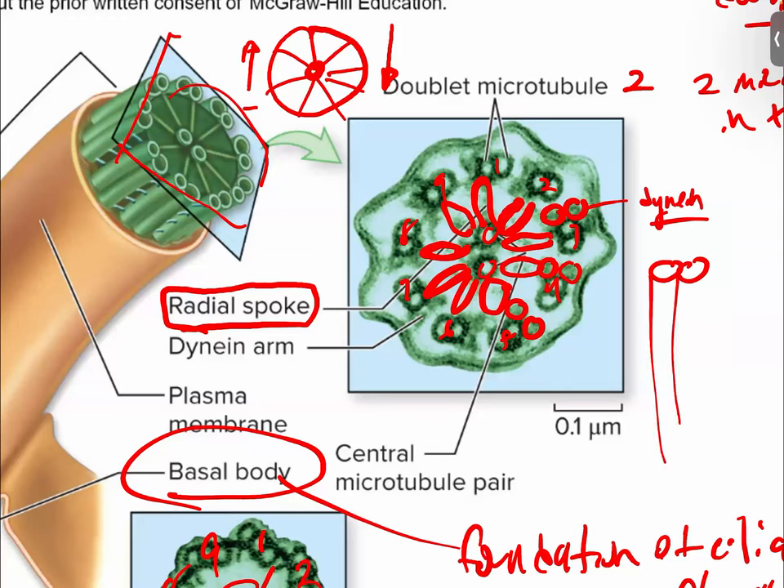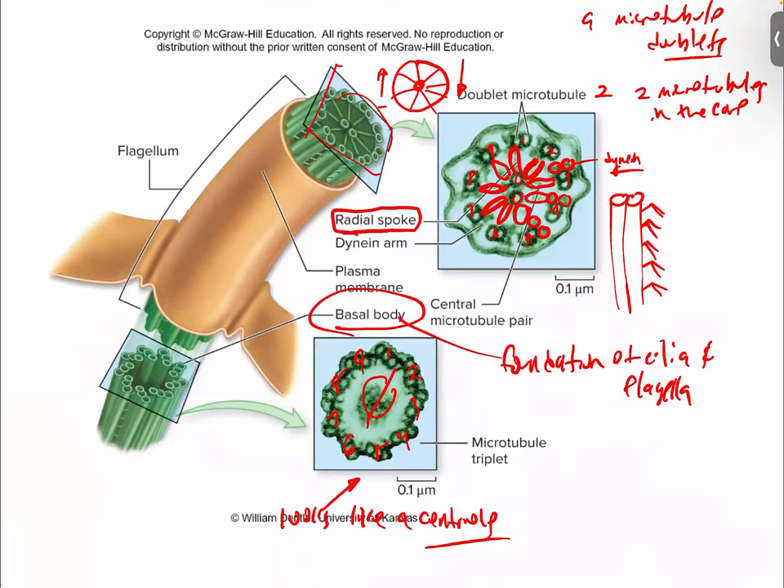So here's my doublet. And then I've got basically the little dyneins sticking out like this. So I've got my cargo domain attached to the actual microtubule and my little walking legs sticking out like that. So that's actually what the doublets look like.